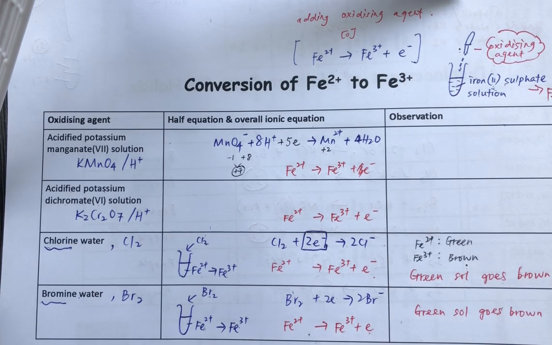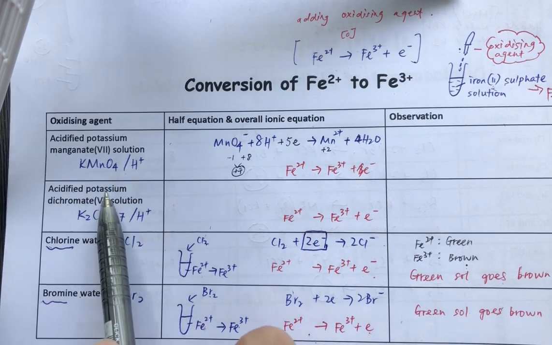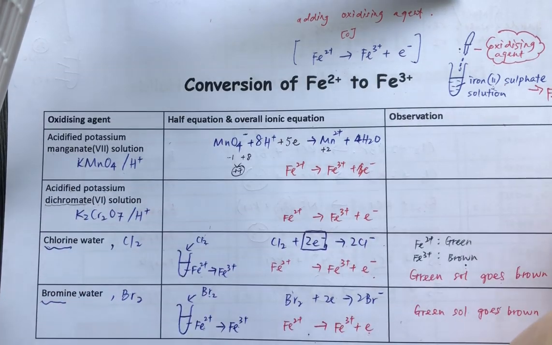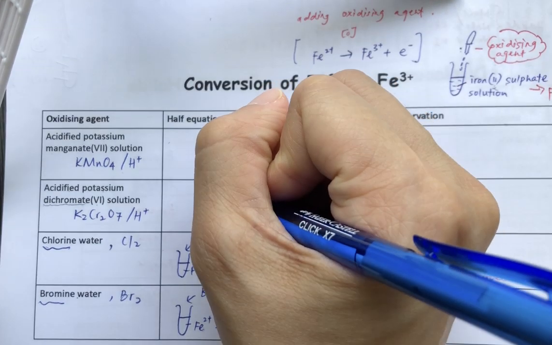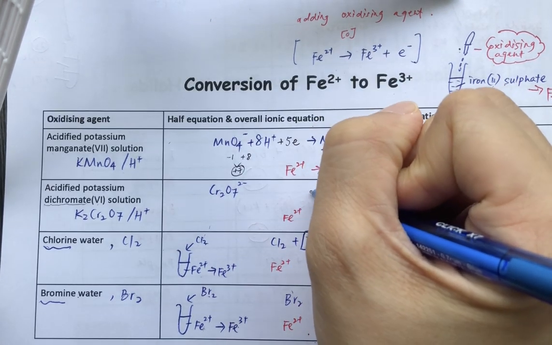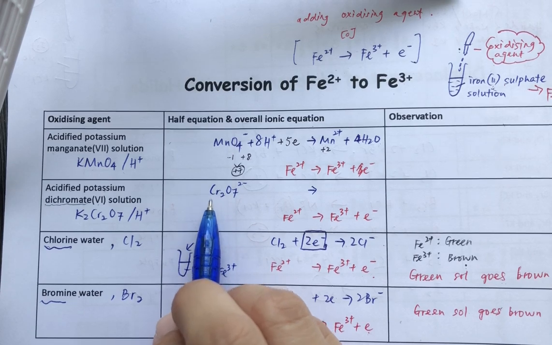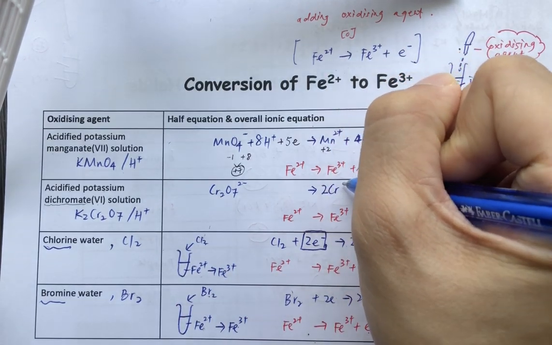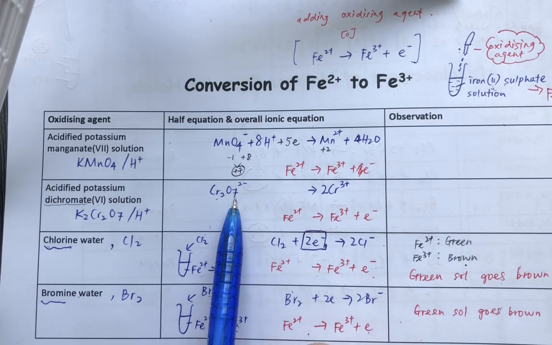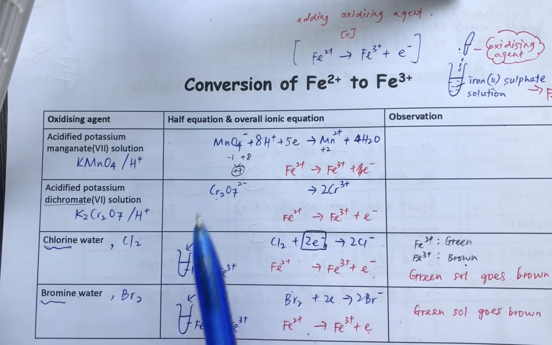Okay, up next, how am I going to write the half equation for potassium dichromate 6? Again, ignore the potassium. Just focus on the chromate. Chromate is Cr2O7 and the charge is 2 minus. After the reaction, I can see 2 Cr here, so I straight away write 2 Cr and the charge is 3 plus. This is something you have to memorize: chromate after the reaction becomes Cr3 plus. 2 Cr3 plus because I have a Cr2 here.